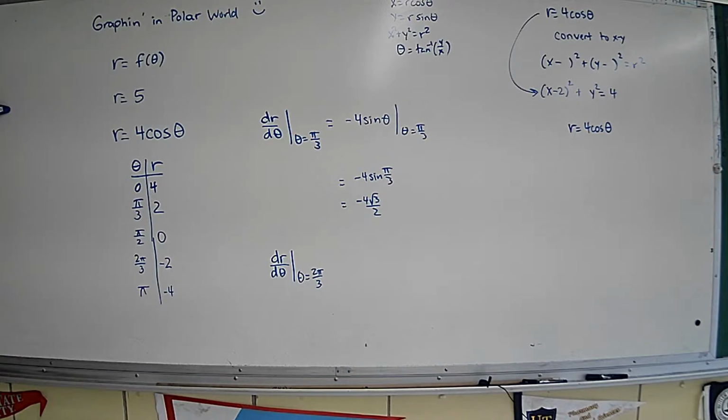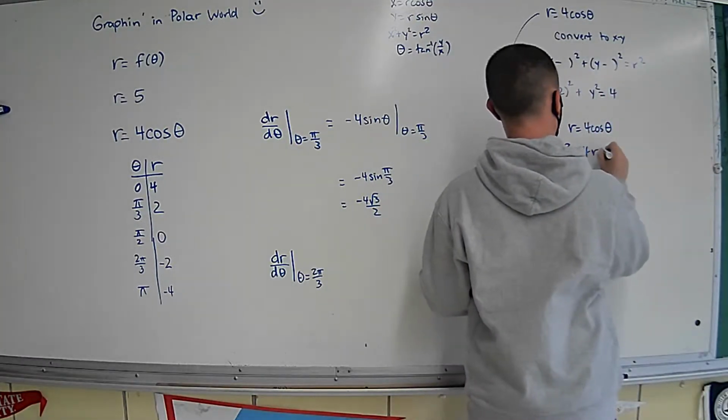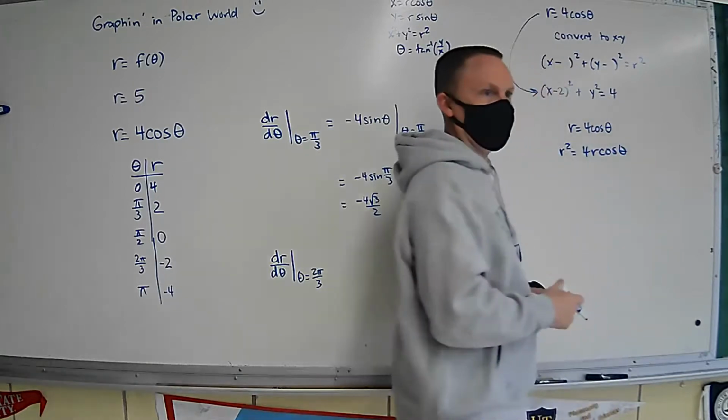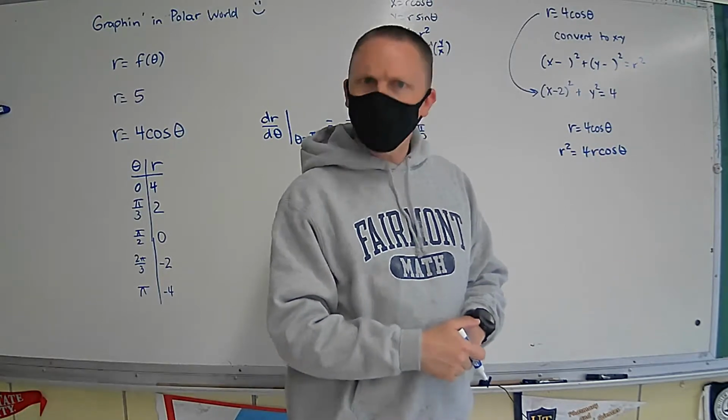So how can we turn that into that? I can't just make an automatic substitution, can I? It'd be really nice if that were 4r cosine. What would that equal? It would equal 4x, right? Well, let's make it that way. Multiply both sides by r. Is that legal? Can I just multiply both sides by r when I have an equation? Absolutely.